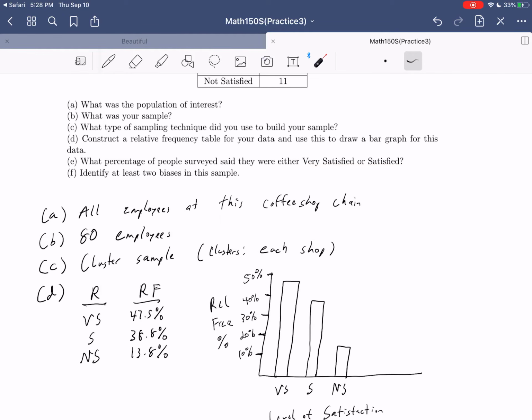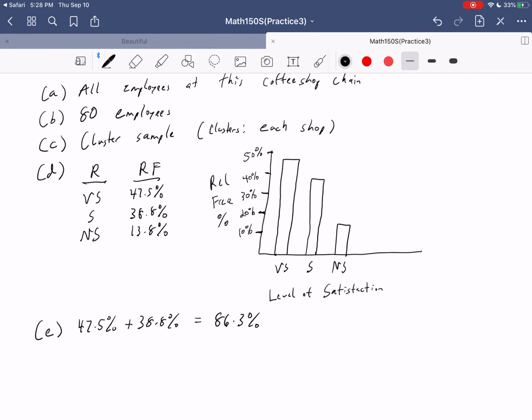satisfied, which I suppose from a company's perspective would make you pretty happy. That means most of your employees are either satisfied or very satisfied with their working conditions.